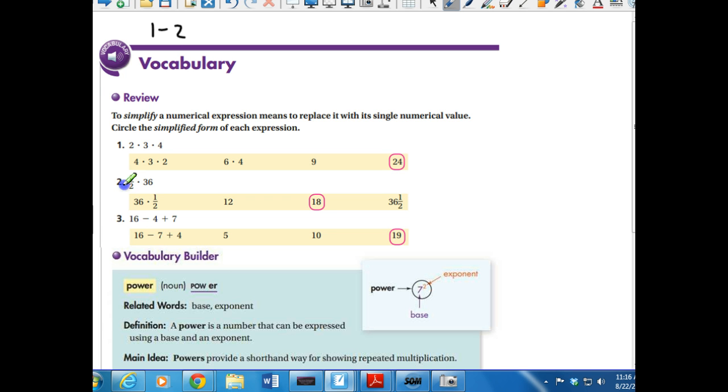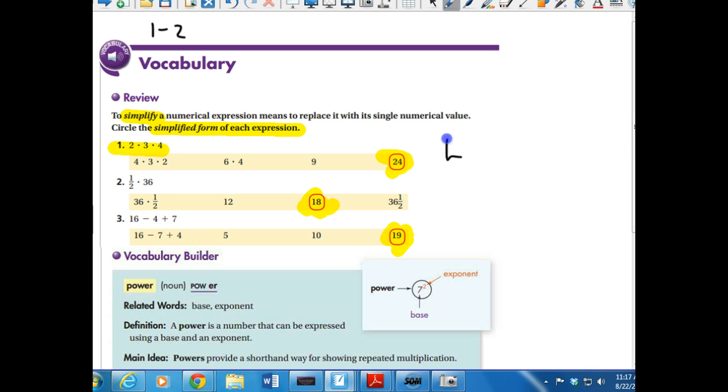You should have these notes in front of you, and it begins with review of the word simplify and simplified form of an expression. So on number 1 here, they have 2 times 3 times 4. They're just asking you which of these choices is the most simplified. And it's that one right there, number 24. So you'll want to circle that on your paper. Same thing with number 2, 1/2 times 36 simplified is the value 18. Number 3, same thing. If we did the order of operations correctly with that, we should come out with the value of 19.